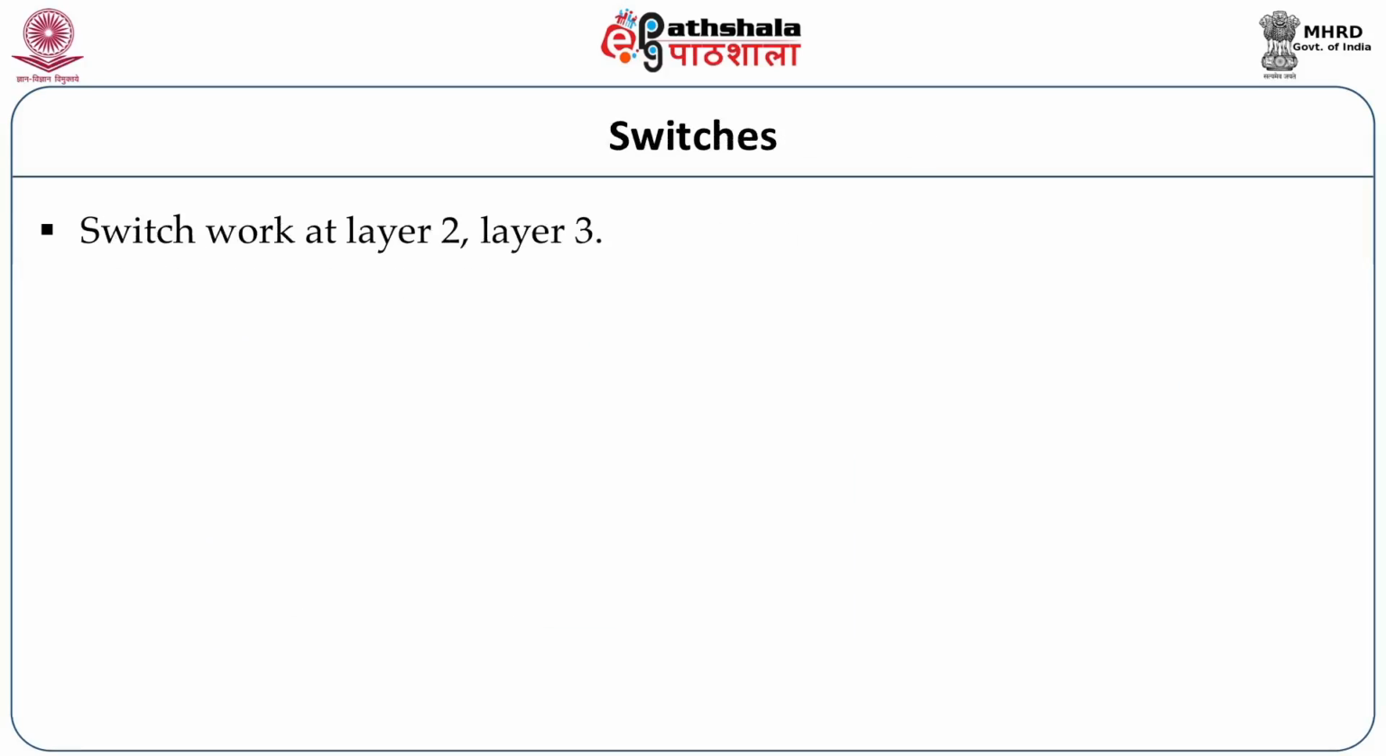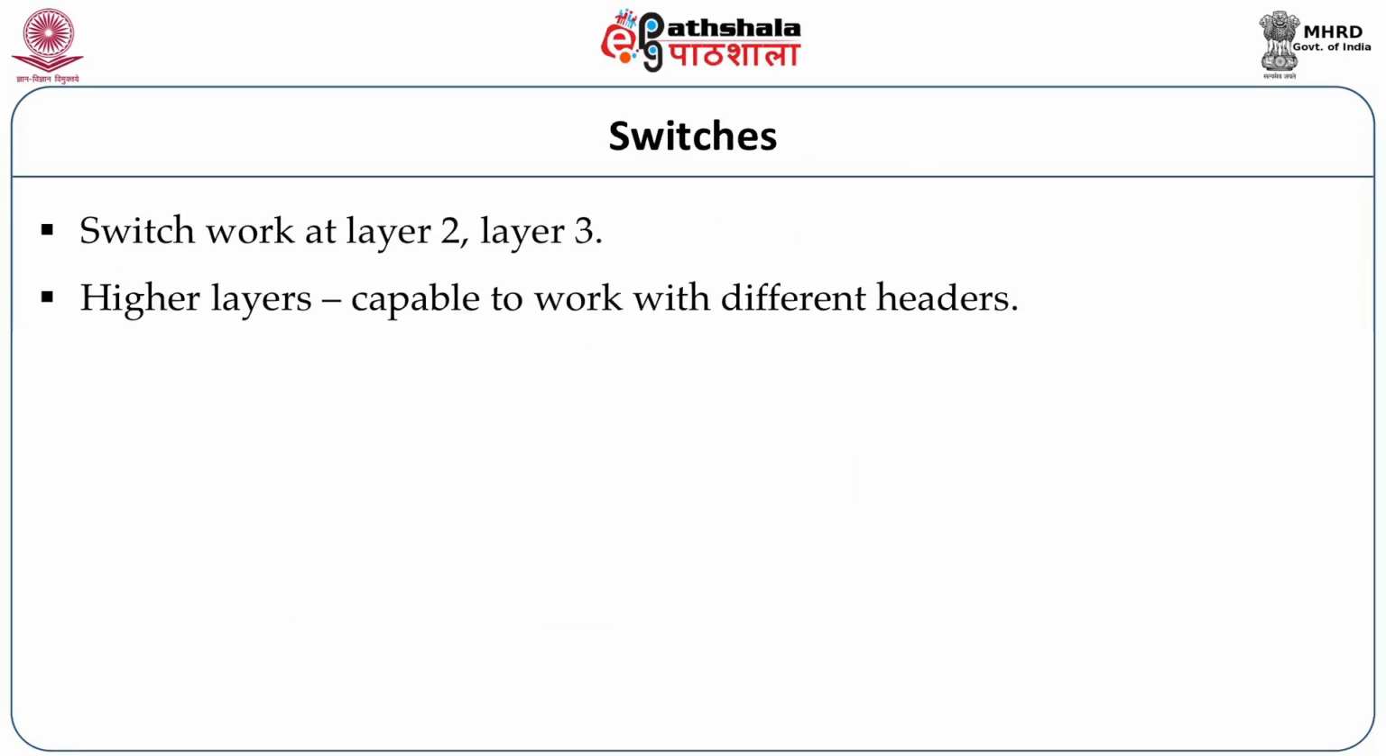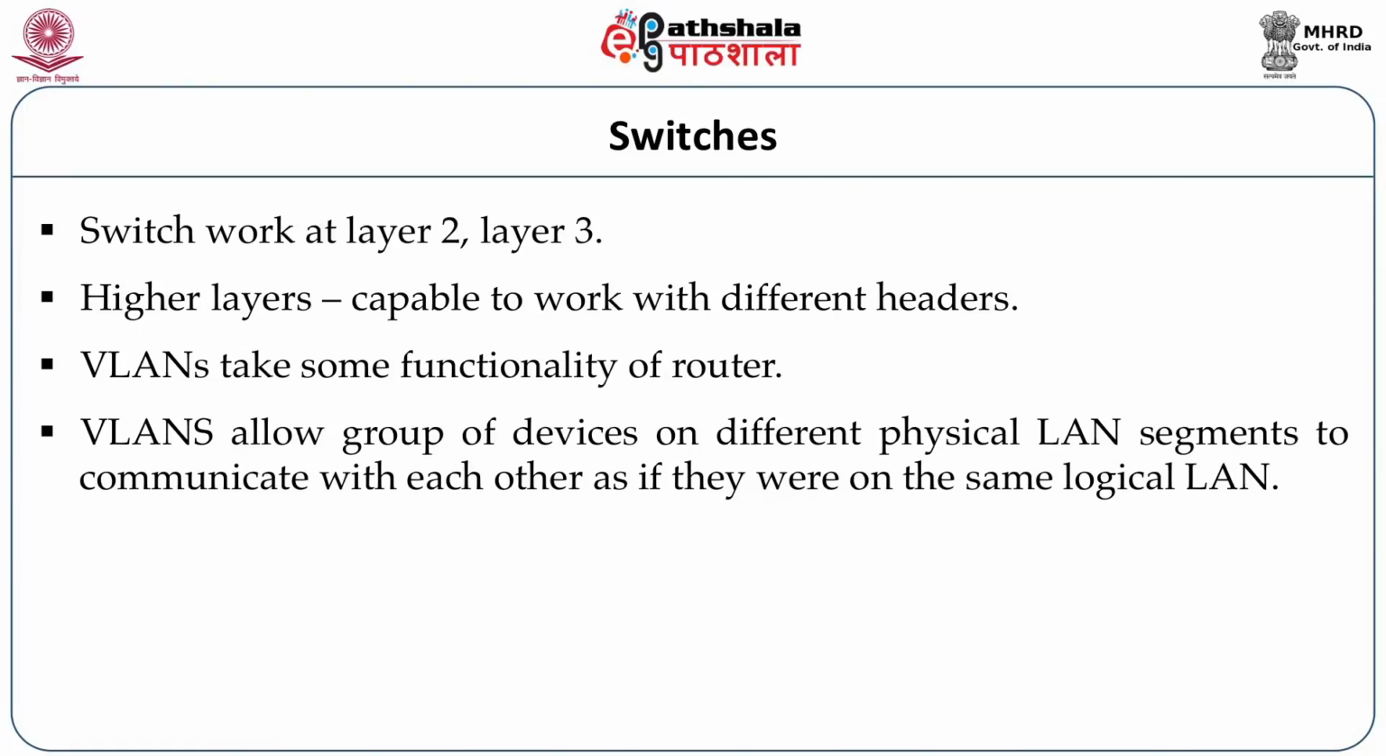Switches usually work at layer 2 and layer 3. Higher layers are capable of working with different headers. VLANs take some functionality of a router. Virtual LANs, as we have seen, are usually defined in the private network. The private network is then connected to the internet, and the internet back to the private network. Virtual LANs allow a group of devices on different physical LAN segments to communicate with each other as if they were on the same logical LAN.